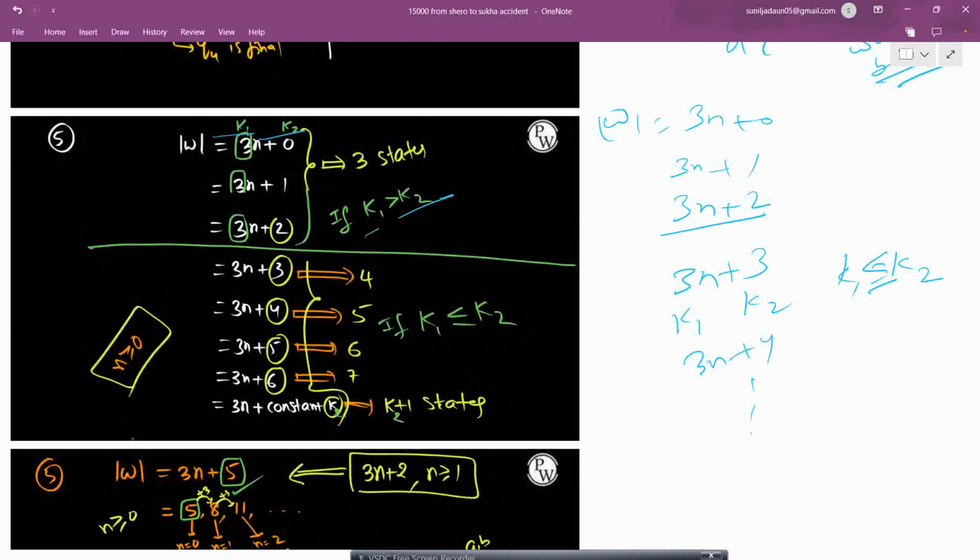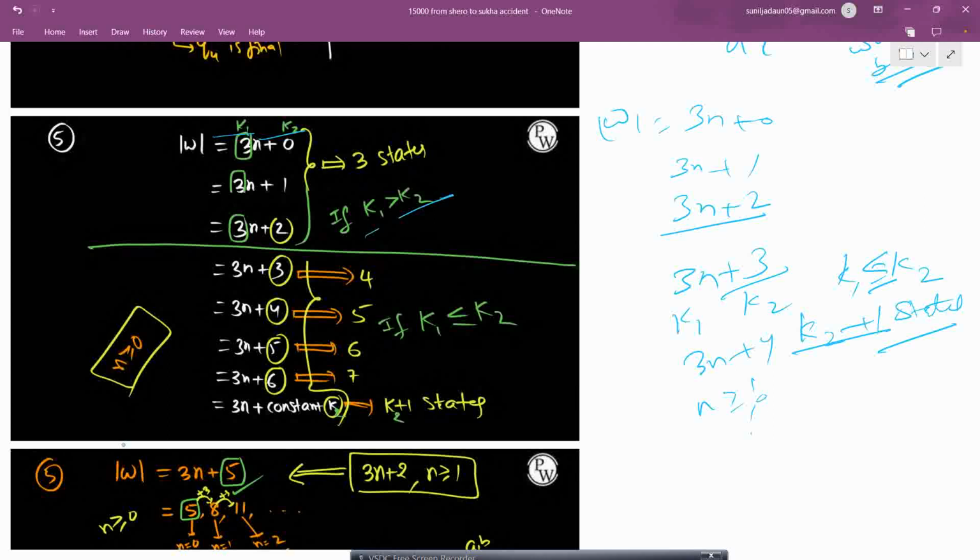So what we can do is, now we require more states here. How do we require more states here? Because we require K2 plus 1 states. I mean K2 plus 1 states, where n is greater than or equal to 0.